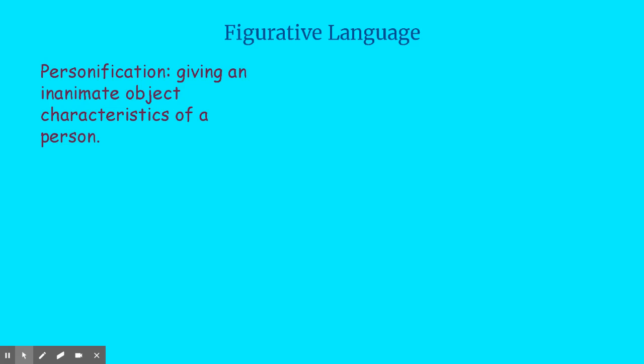We have personification. That's just when you're giving an inanimate object characteristics of a person. Another common one could be an animal. You could give an animal characteristics of a person. But we have that word person there. You're giving it human characteristics, but personification has the word person in it. So it's the easiest one to kind of remember. So let's look at some examples of that.